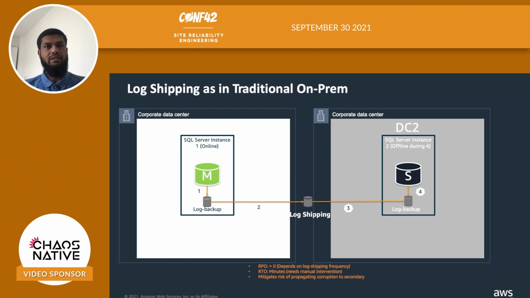When it comes to copying and applying the logs on the secondary, it gives you the option of mitigating if there is a corruption or any logical data that has been deleted. Then you can pause it, and the only thing is that you need to reestablish the log shipping if you pause it.